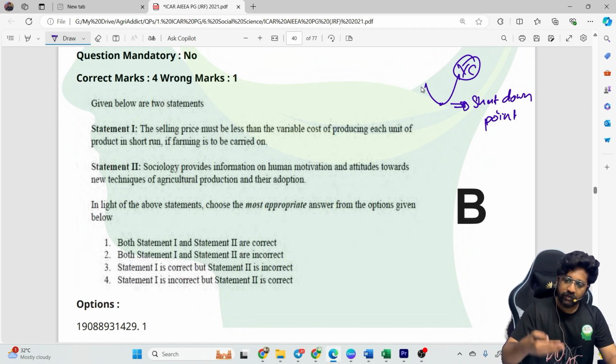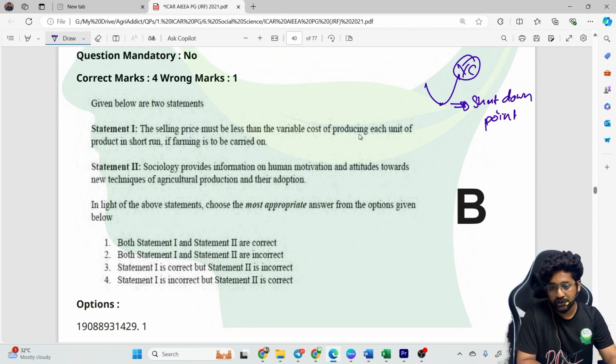If it is going below, actually the statement goes like this: the selling price must be less than the variable cost of producing each unit of production in the short run if farming is to be carried on. Actually, this is a false statement. If the statement was like the selling price must be greater than the shutdown point price, then the farming can be carried out. So therefore statement 1 is incorrect.